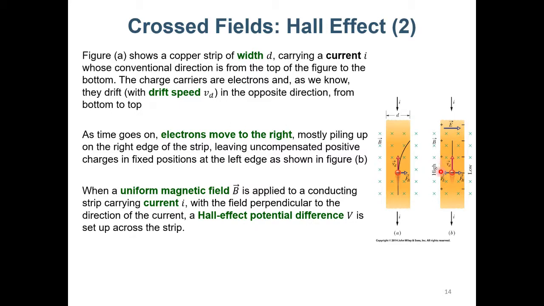So in this case, there will be positive charge on the left side, negative charge on the right side, and then it will be an equilibrium situation. And actually, we can measure the Hall effect potential difference between the left side and the right side. So the Hall effect is a bit complicated. It's a dynamic process.